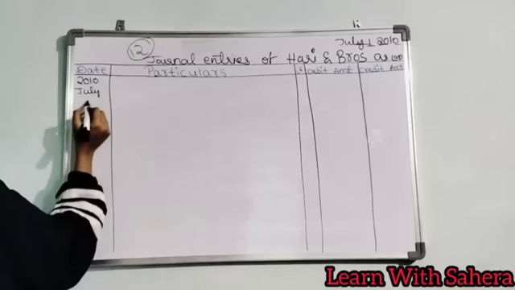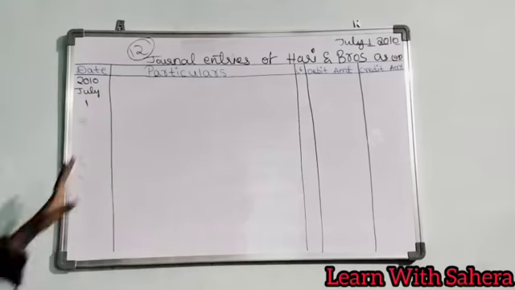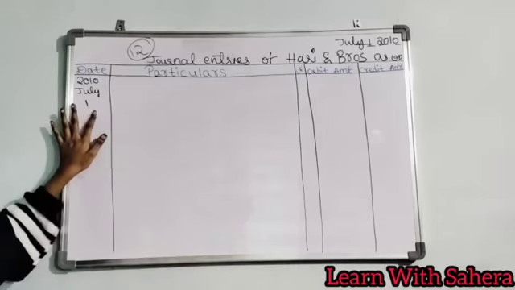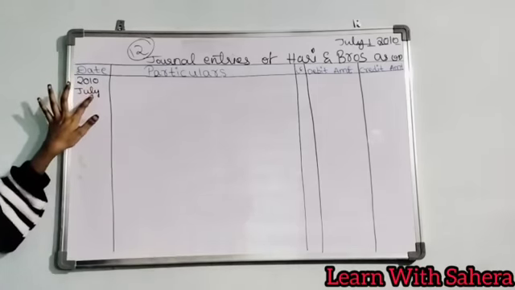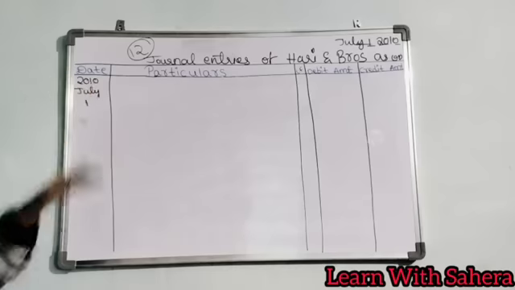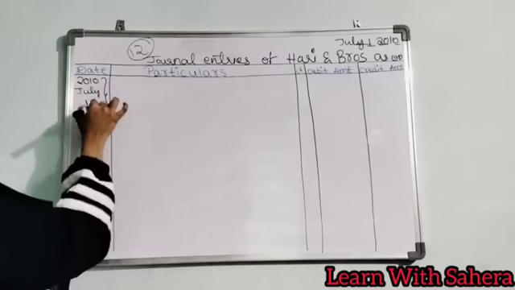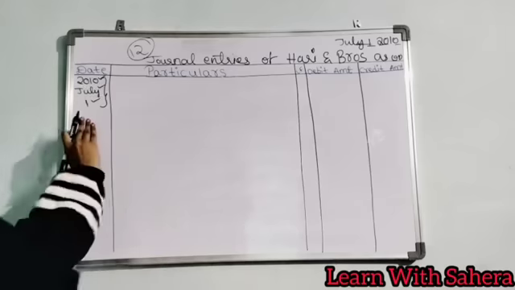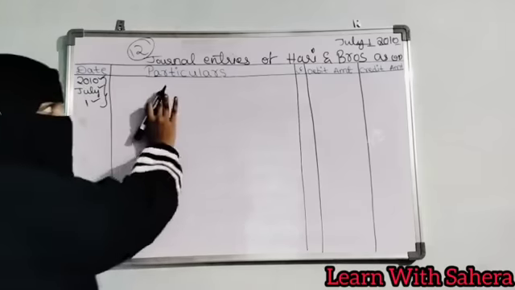July 1. Like this, in the question paper and also in the answer booklet, you have to write 2010 July 1. Whatever the date they give, you have to write like this: first year, then month, then date. Okay. After writing this, we have to go to the transactions.